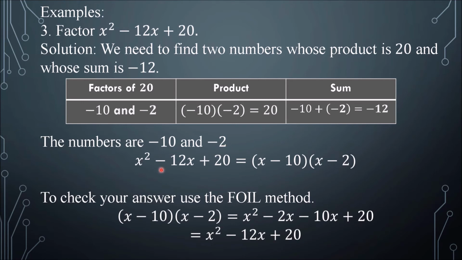Now, after that, we have x squared minus 12x plus 20 is equal to x minus 10 because negative 10, minus 2 because of negative 2. So that's the factored form of x squared minus 12x plus 20. Now, to check the answer again, we use FOIL method.